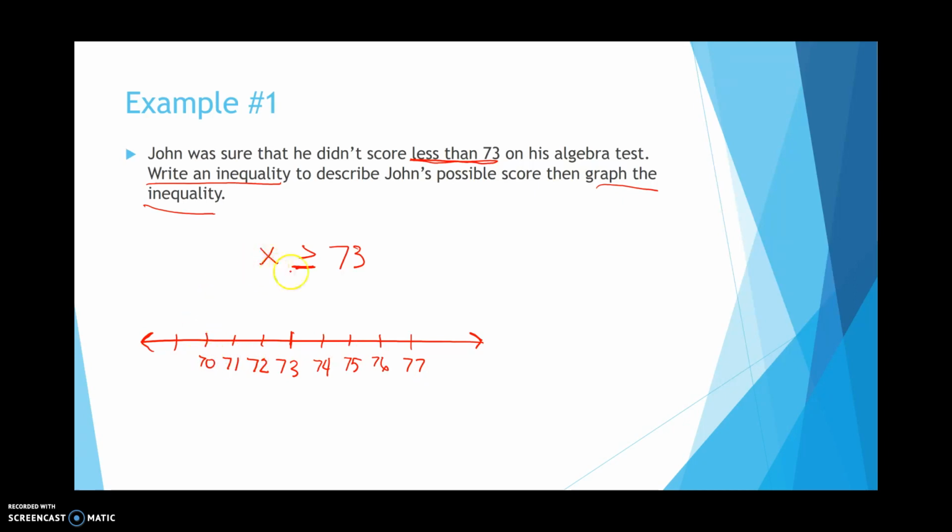Okay, so x is any number greater than or equal to 73, so I'm going to have a closed-in circle here. And x is any number that is 73 or greater than that. So I'm going to shade to the right. Remember, greater than you shade to the right, less than you shade to the left. And this graph right here represents the situation, and here is my written inequality based on the sentence above.